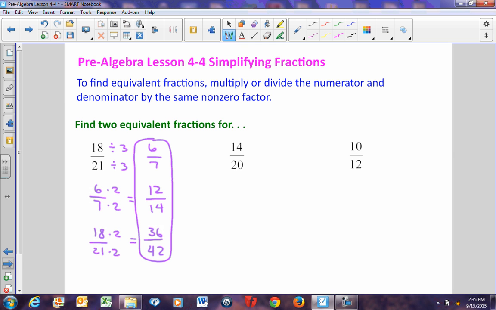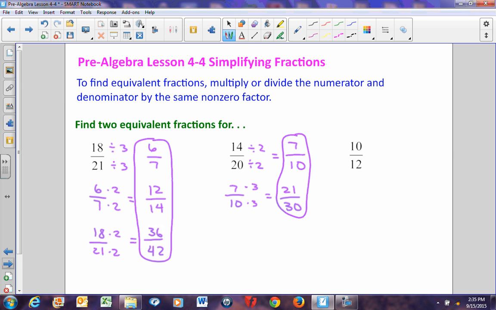14 over 20. First thing I'm going to do, I'm going to reduce it. I know it's divisible by 2. So 14 divided by 2 is 7. 20 divided by 2 is 10. There it is in simplest form. Okay. So I'm going to take 7/10, and I'm not going to multiply by 2. I'm going to multiply it by 3. 7 times 3 is 21. 10 times 3 is 30. And that gives me an equivalent fraction to 14 over 20. So I now have two equivalent fractions right there.